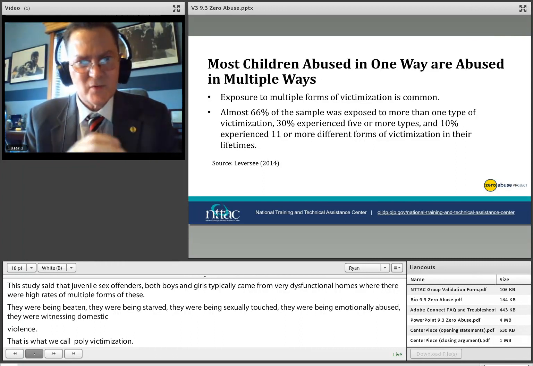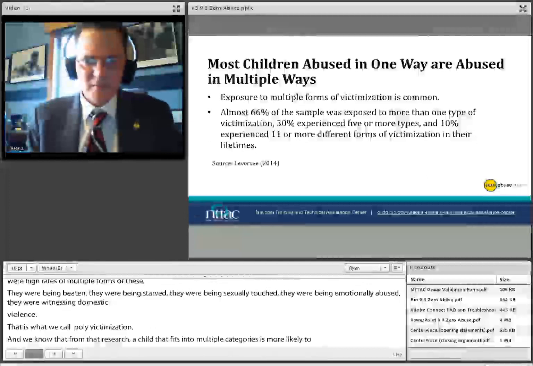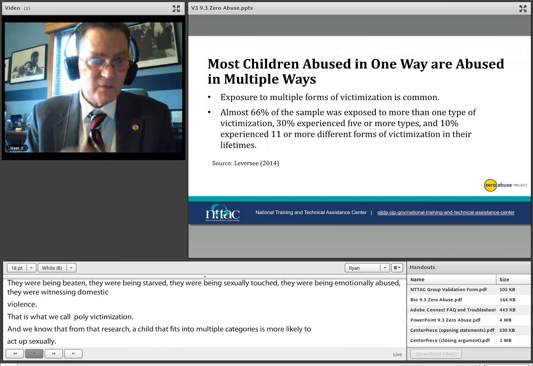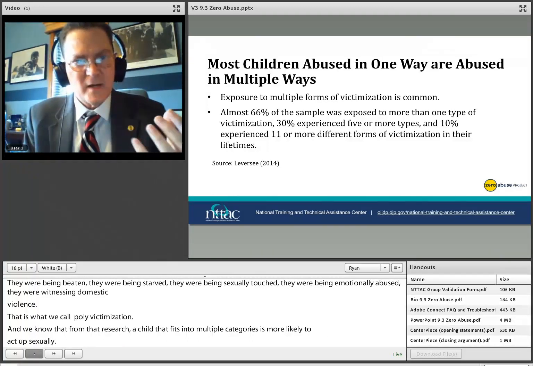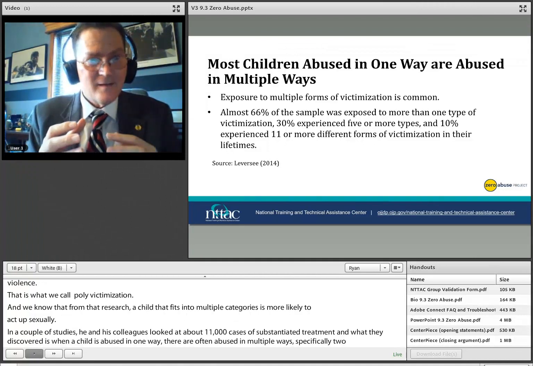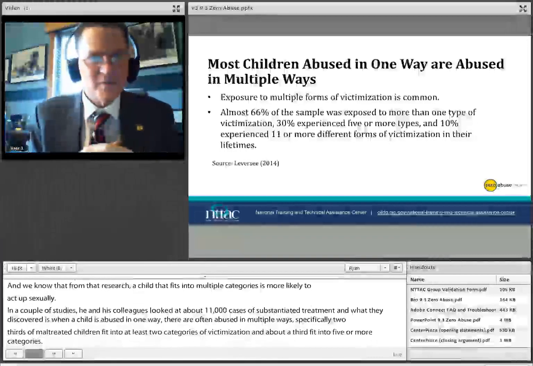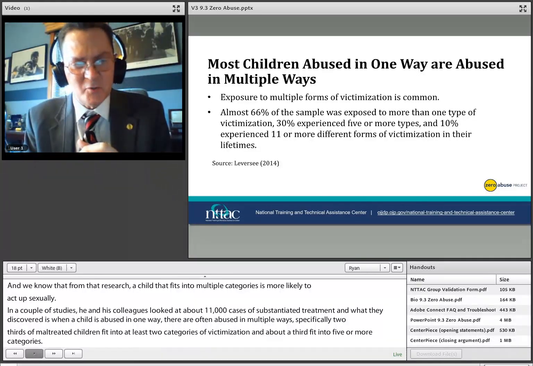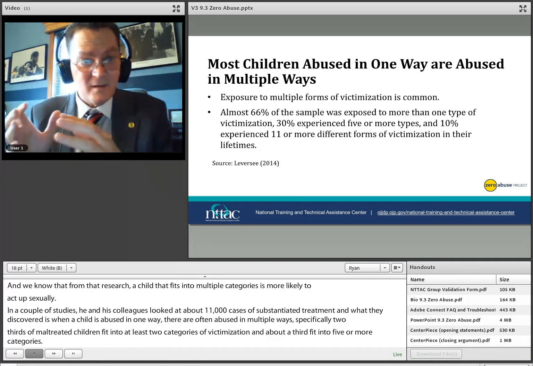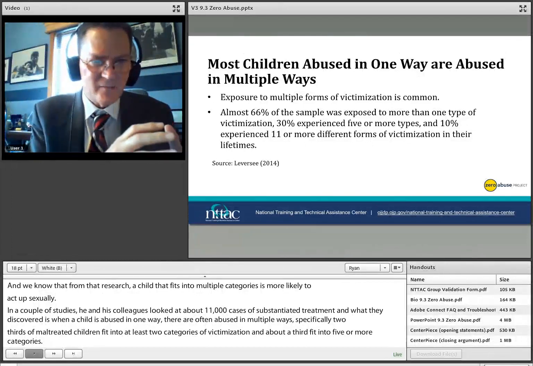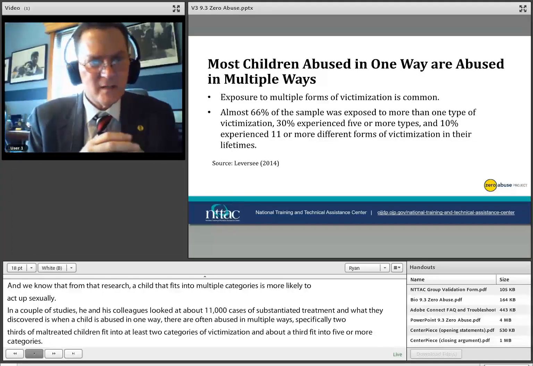David Finkelhor, in a couple of studies, he and his colleagues at the University of New Hampshire looked at about 11,000 cases of substantiated child maltreatment. And what they discovered is when a child is abused in one way, they're often abused in multiple ways. Specifically, 2/3 of maltreated children fit into at least 2 categories of victimization, and about 1/3 fit into 5 or more categories. He also discovered, in terms of their misconduct, juvenile delinquency or acting up at school or being defiant of people in authority or suffering from depression or other mental illnesses, that was more strongly correlated to the number of forms of abuse you endured as opposed to the number of actual incidents of abuse.